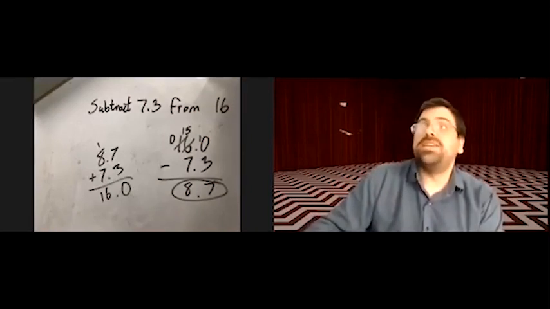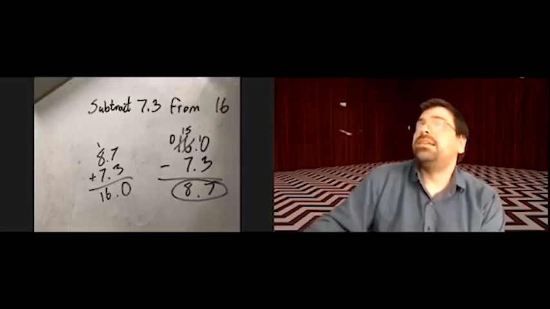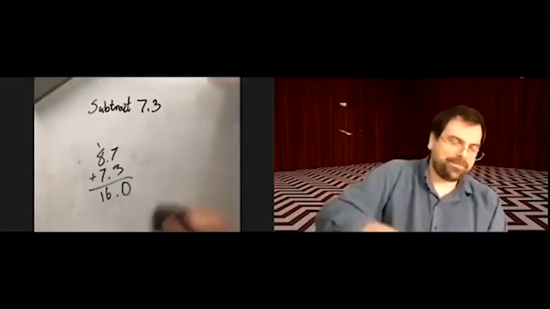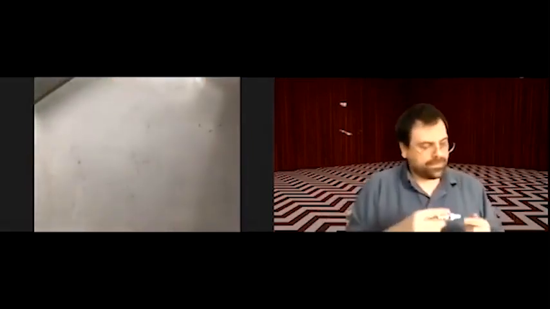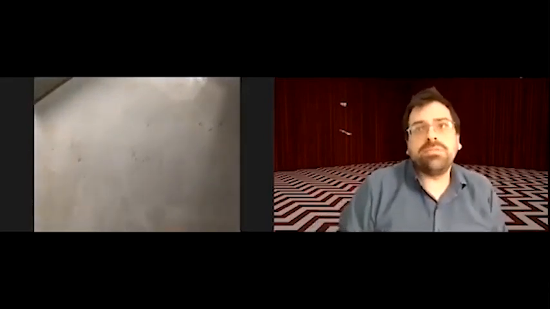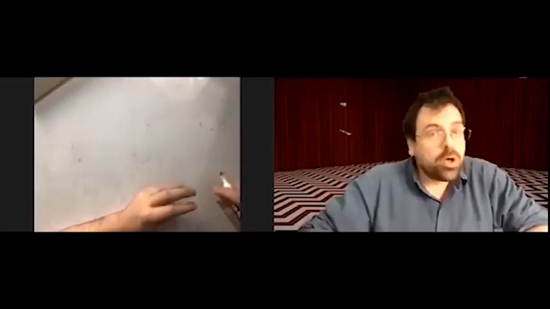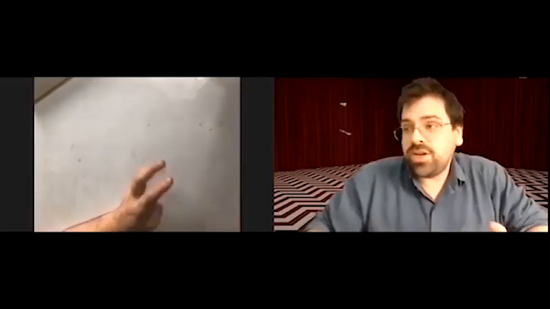Okay, so we've done addition. We've done subtraction. I think we're ready to talk about multiplication. For multiplication, you are going to forget about the rule of lining up the decimals. Lining up the decimal points, that is just addition and subtraction. Multiplication and division, you set them up just like a normal problem.